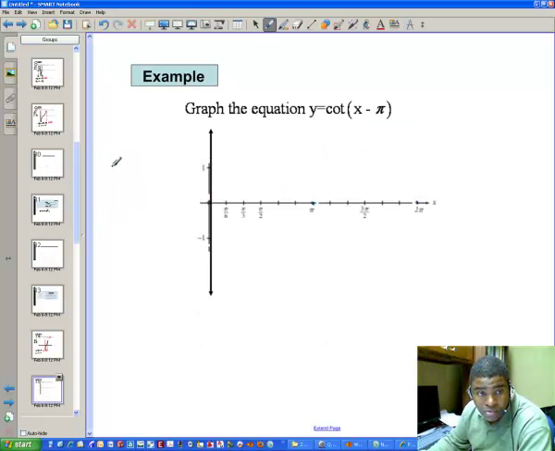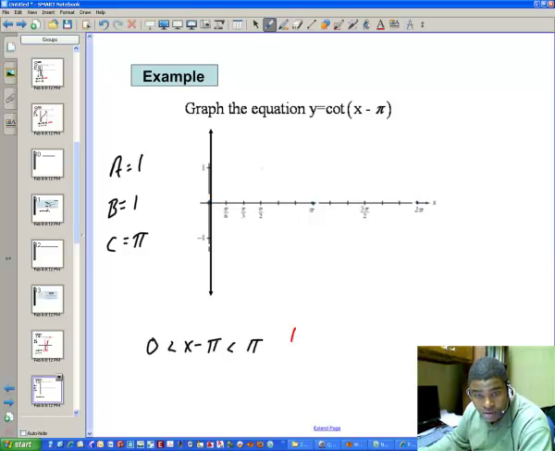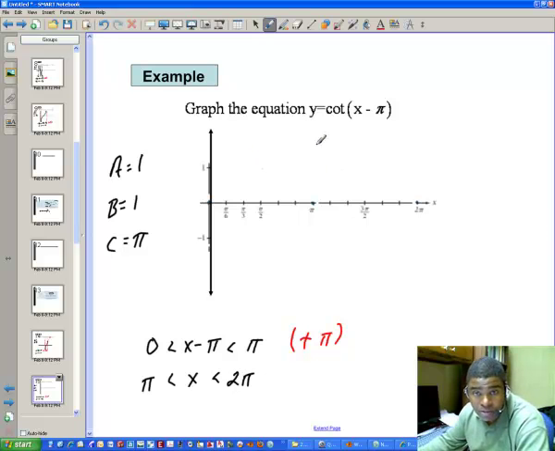Okay, let's look at another example. We have A is equal to 1, B is equal to 1, and C is equal to pi. So again, we're going to put it between the intervals. This is going to be 0 is less than x minus pi is less than pi. What we're going to do here is add pi to each term. If we add pi here, we have pi is less than x, and if we add pi here, we have 2 pi. So now we see that we have an asymptote at pi and at 2 pi.